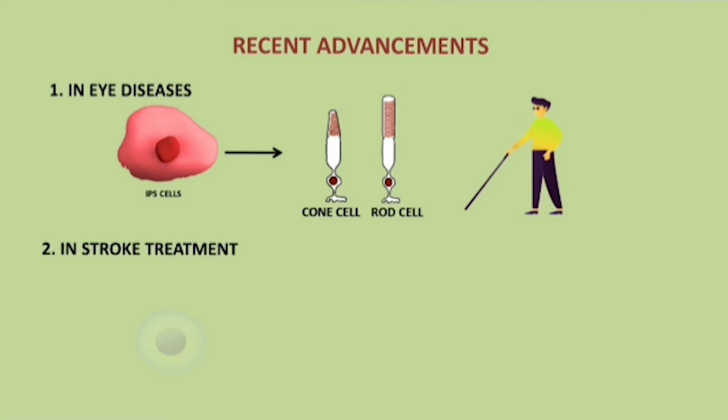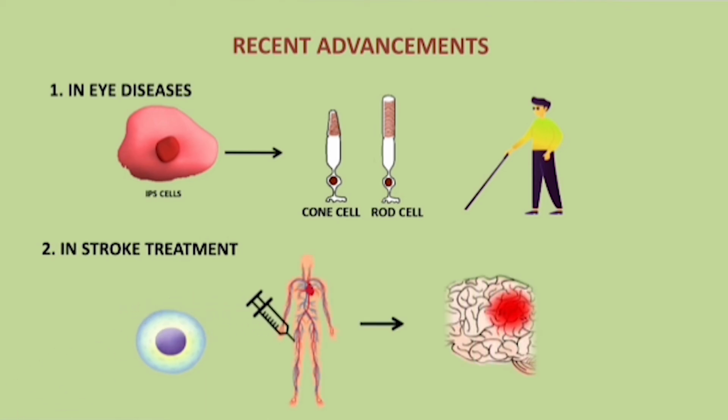In stroke, stem cells are collected and injected into distant arteries or veins of the patient, which travel to the site of the stroke in the brain to fuel the repair process. The optimal time for introducing the stem cells is between 36 and 72 hours after the stroke.